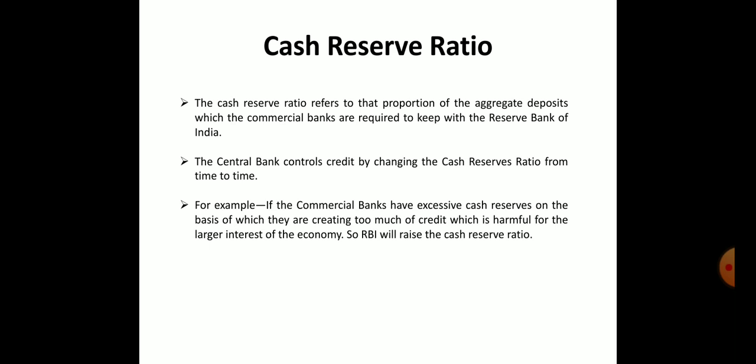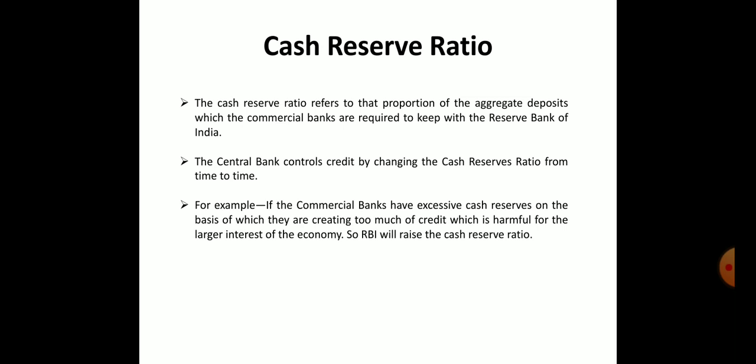The third one is cash reserve ratio. We all know that it is a minimum cash requirement. As a commercial bank, we have to deposit it with the RBI as a security. The cash reserve ratio refers to the proportion of aggregate deposits which the commercial banks are required to keep with the RBI. The central bank controls credit by changing the cash reserve ratio from time to time.